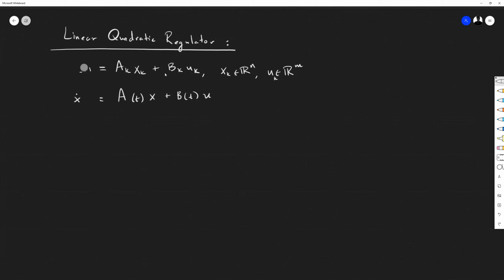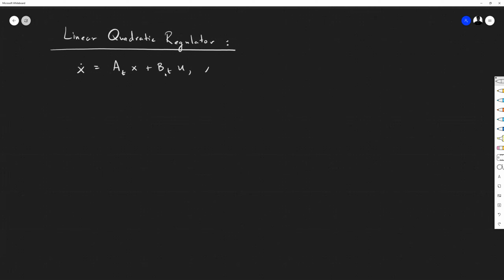And you know what? I'm in the mood for continuous time, so let's do continuous time. x dot equals A_t x plus B_t u. I'm just going to write it like this, with a subscript t. x is in R^n, u is in R^m. And today we're going to finally finish solving this problem.